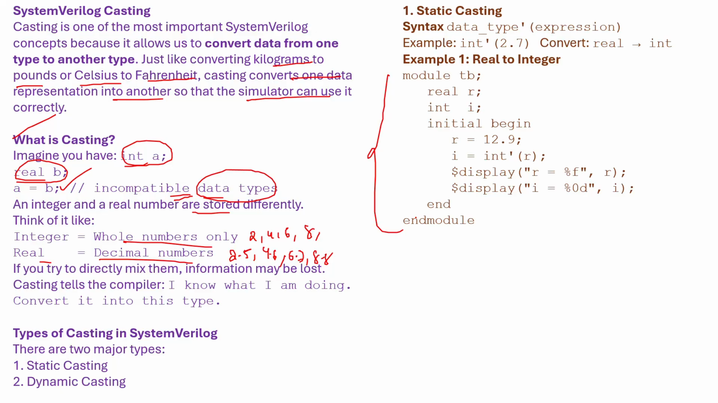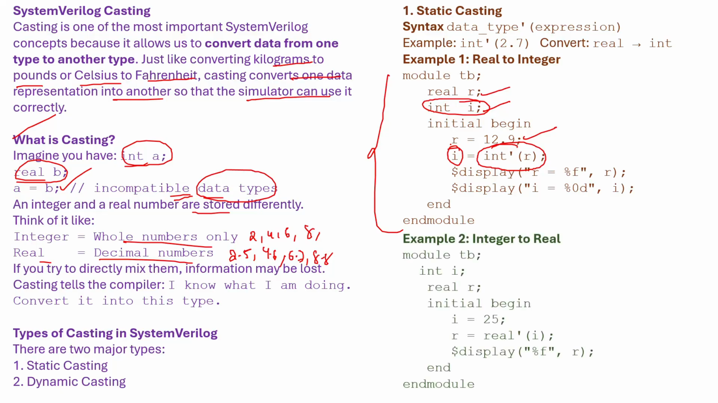To verify something. Same way here also, the static casting, I'm just converting this real data type to integer data type. The real value I'm considering should be converted into integer data type. It should be stored in the integer handle i. Okay, understood, right? Casting. How I'm converting that. Same way, integer to real. Okay, integer to real, how are we converting that?